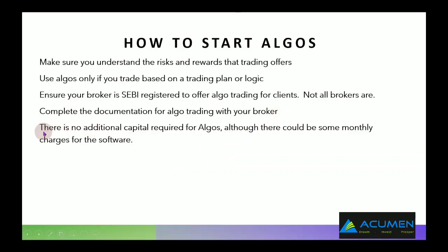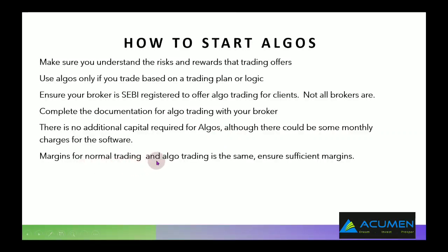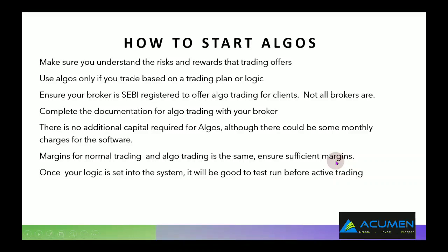One good thing is you don't have any additional capital requirement for algos. Generally there would be some monthly charges for the algo software. Margins for normal trading and algo trading are the same. There's no difference in the margining system. So you must ensure that you have sufficient margins to trade. Once all that is done, once you get the software, you enter your logic into the system or ask your broker to enter the logic into the system. And once you do that, it will be good to do a test run before you start active trading.